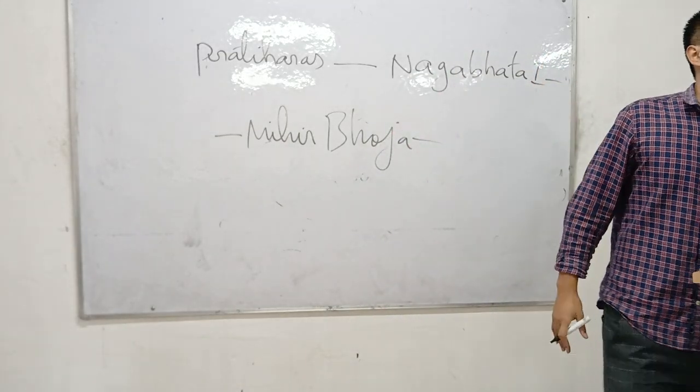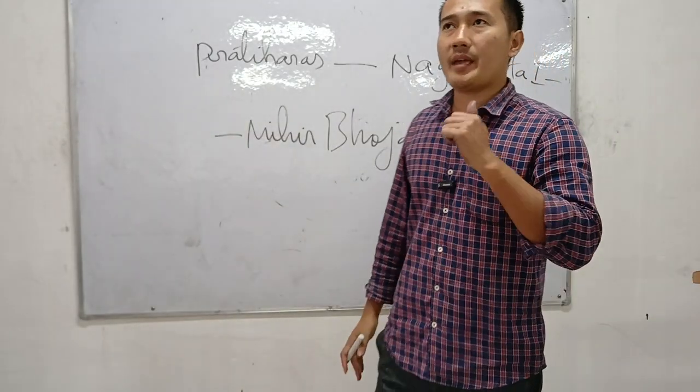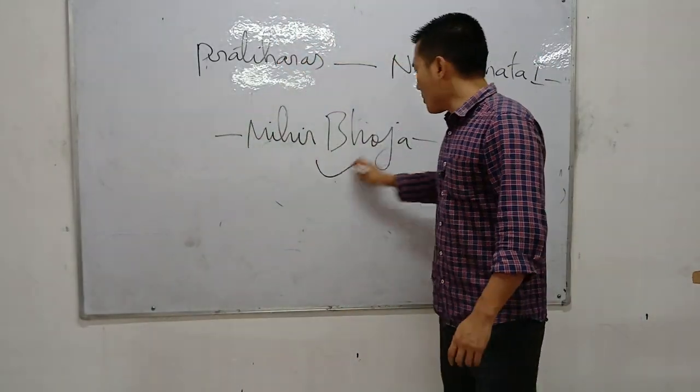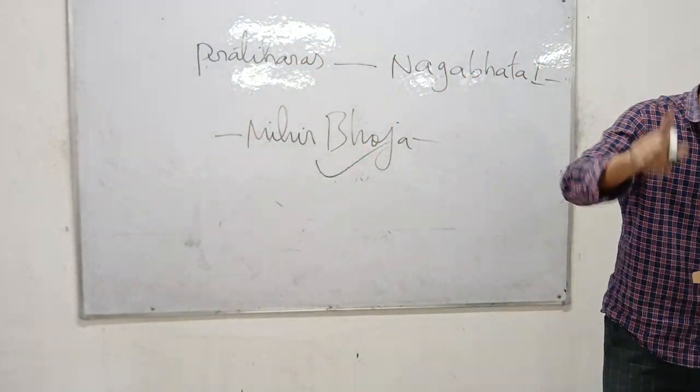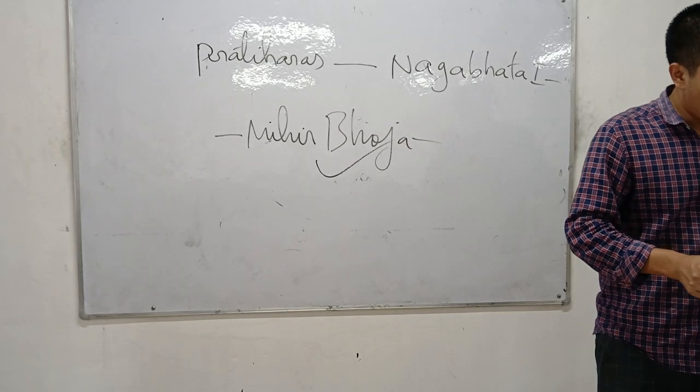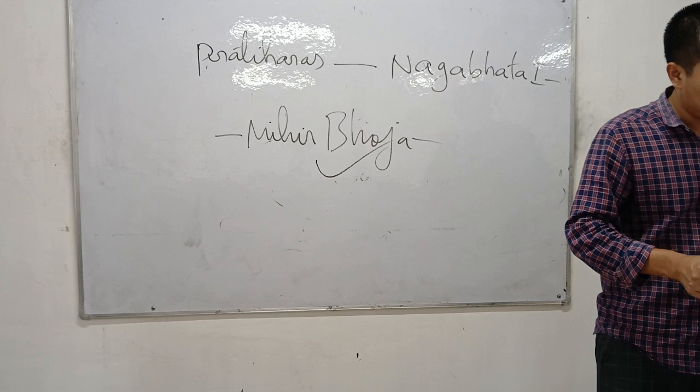The Pratiharas were founded by Nagabhata, and their capital city was Kannauj. And remember, Mihira Bhoja is the greatest king of the Pratihara dynasty.